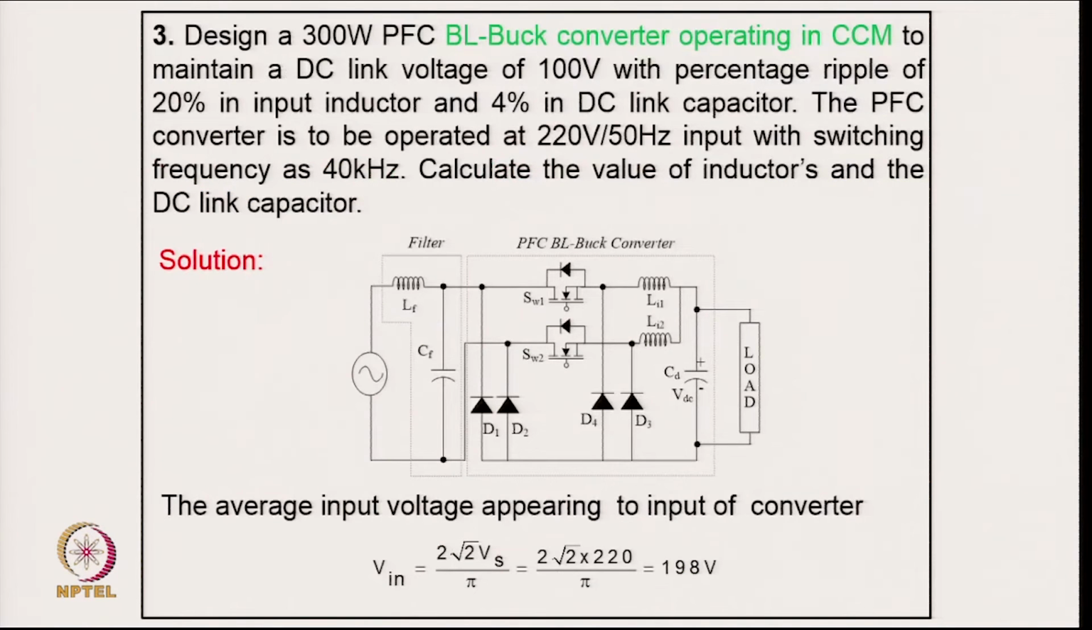Coming to the third example, design a 300 watt power factor corrected bridgeless buck converter operating in continuous conduction mode to maintain DC link voltage of 100 volt with the percentage ripple of 20% in the input inductor and 4% in the DC capacitor. So, the power factor correction converter is to be operated at 220 volt 50 hertz input and switching frequency of 40 kilohertz. Calculate the value of inductor and the DC link capacitor.